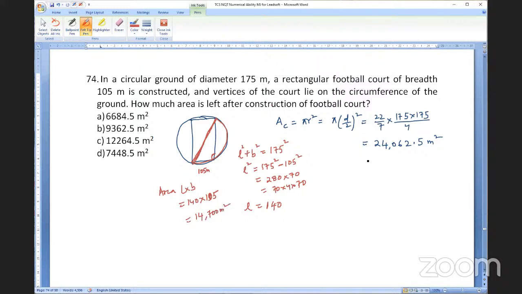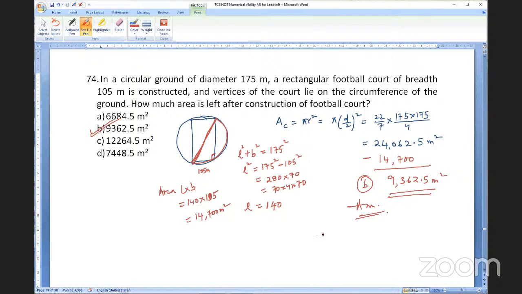Now, what is the question? How much area is left? Area left is 24,062.5 minus 14,700. That shall give us 9,362.5 meter square. Option B is the pick. Option B is the answer.